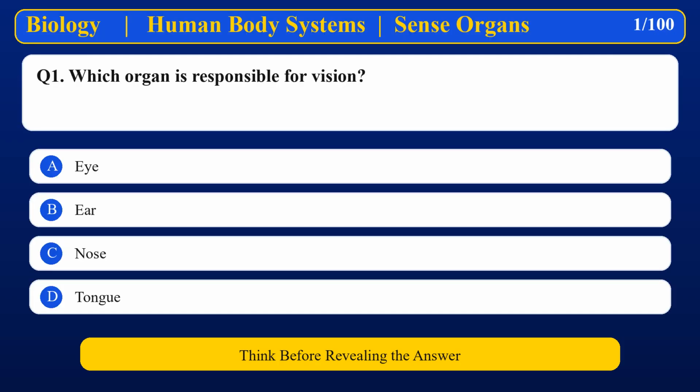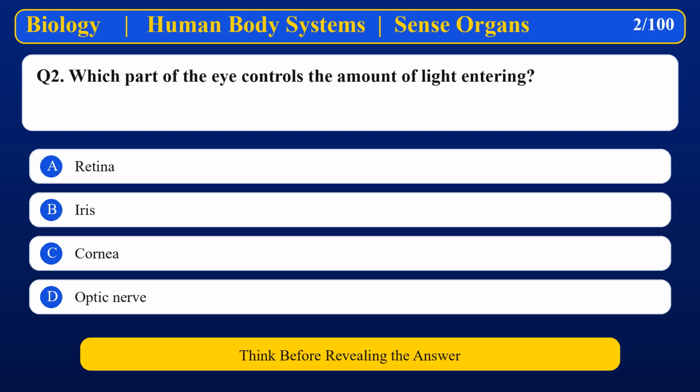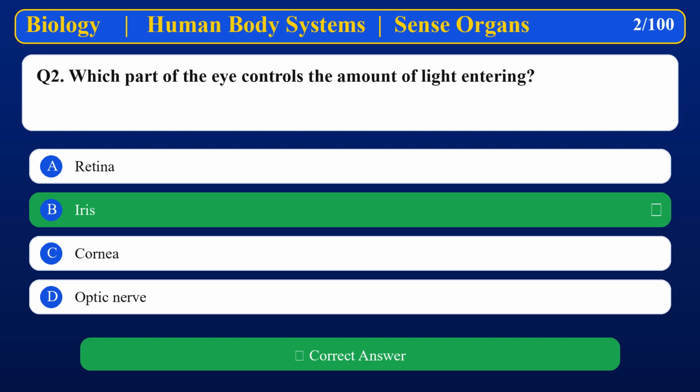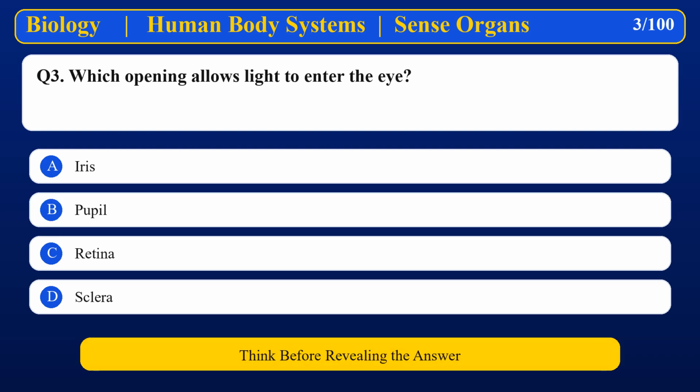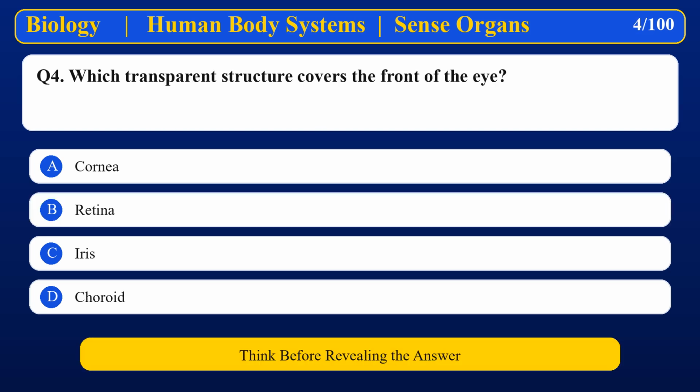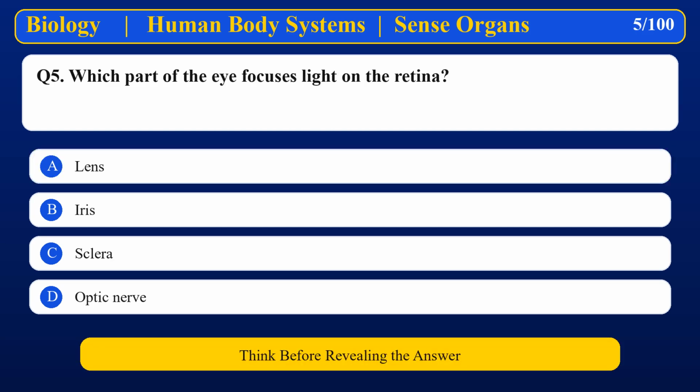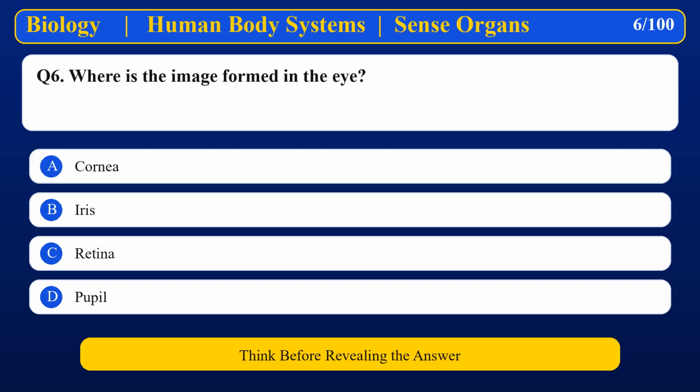Which organ is responsible for vision? Eye. Which part of the eye controls the amount of light entering? Iris. Which opening allows light to enter the eye? Pupil. Which transparent structure covers the front of the eye? Cornea. Which part of the eye focuses light on the retina? Lens. Where is the image formed in the eye?